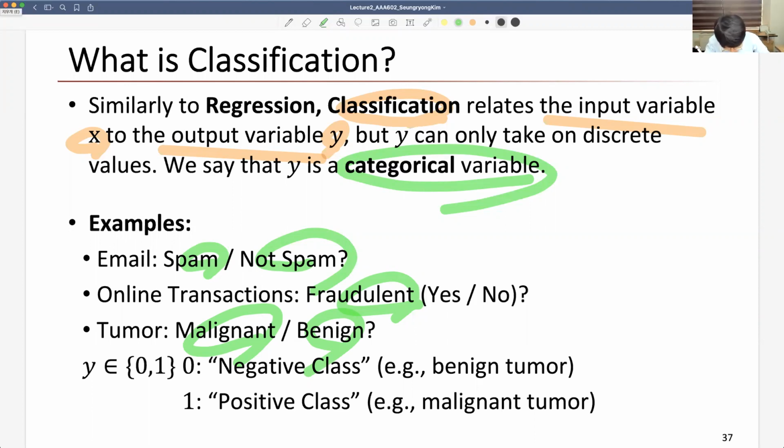Yeah. So in some applications, we would like to classify each sample to a discrete or categorical class, a categorical variable. So if we think about this last example, there are two possible outputs, negative class or positive class. So it means that y is in the discrete space 0 or 1.